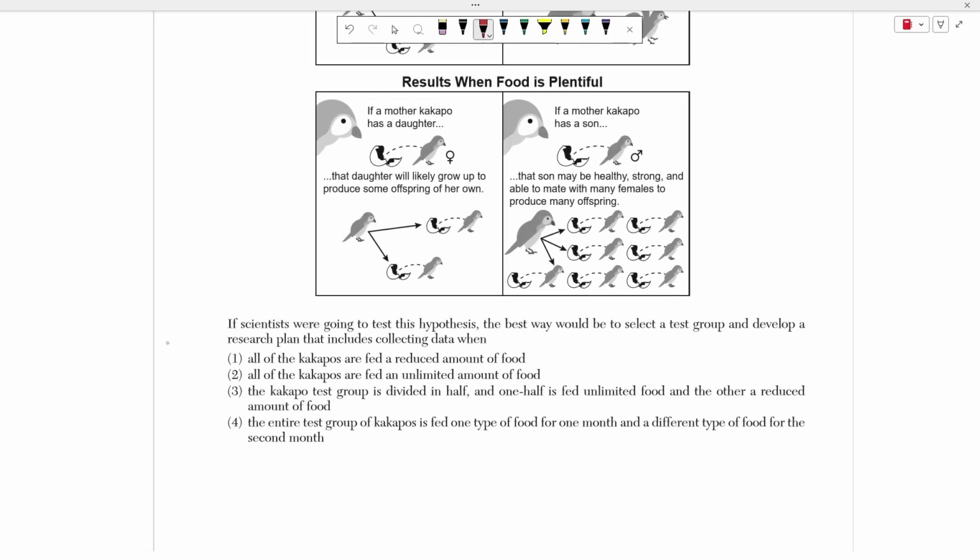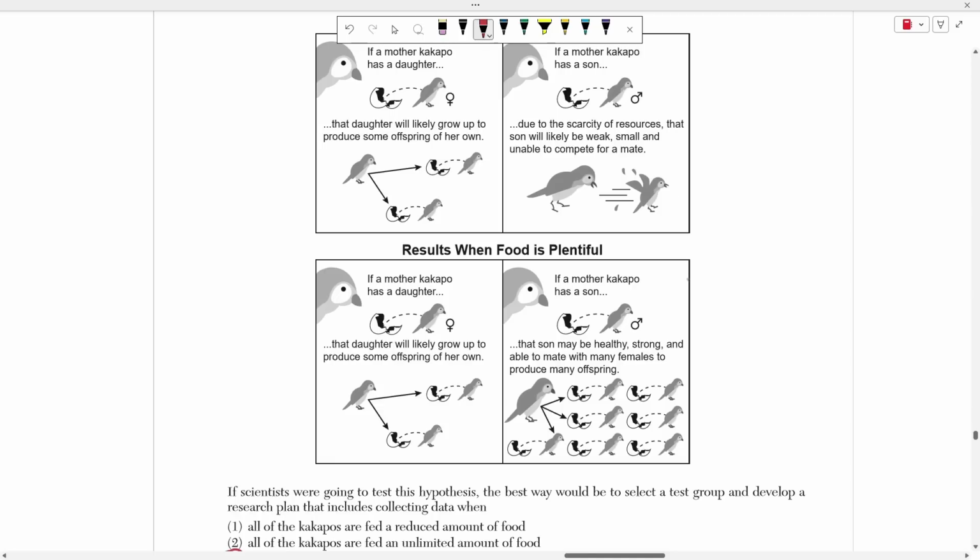test group and develop a research plan that includes collecting data when, and here we need to answer this question by showing how or explaining the optimal way of conducting this research, which is going to be choice 3. The kakapo test group is divided in half, and one half is fed unlimited food, and the other is fed the reduced amount of food. If I want to test their hypothesis, if I want to see, well, when the food is scarce, do more males actually get produced? And when the food is plentiful, do more males get produced? The way that I test this is by making a study where half of the birds are given a lot of food and the other half of the birds are given no food, right?